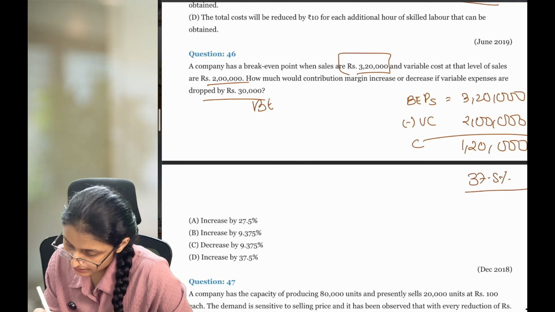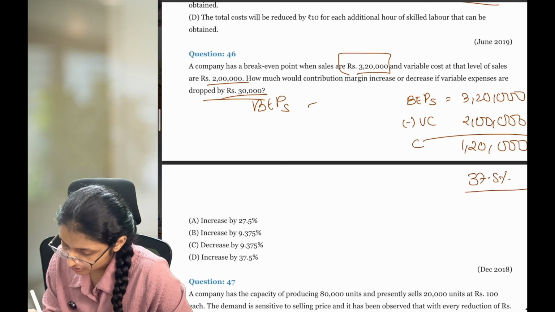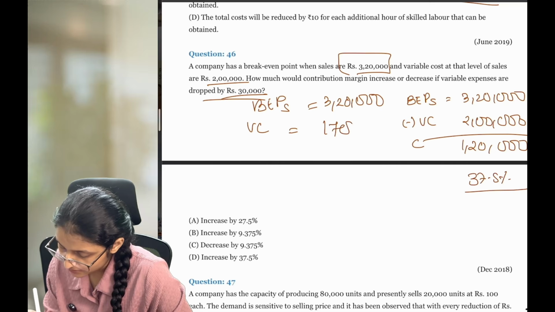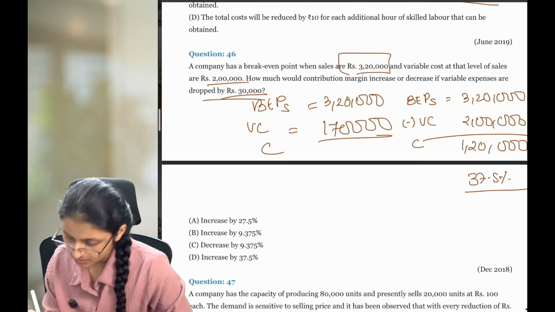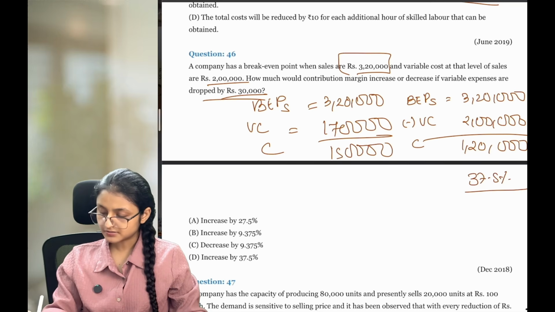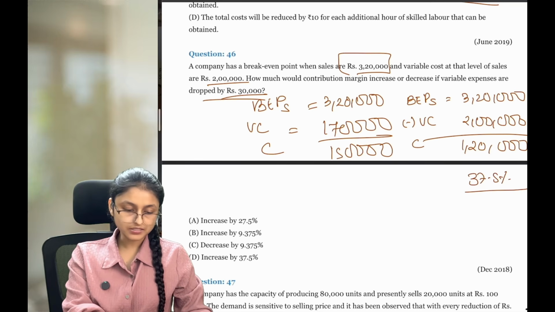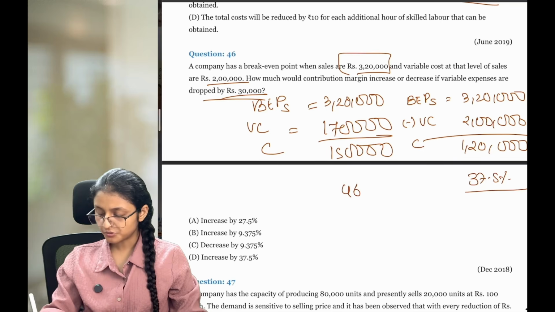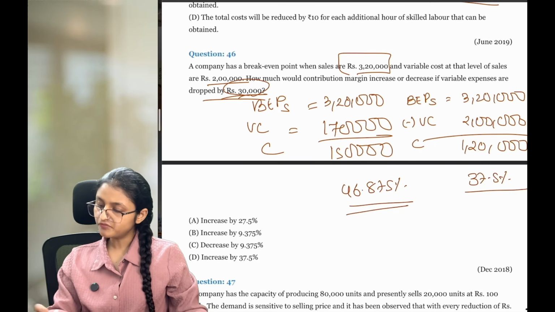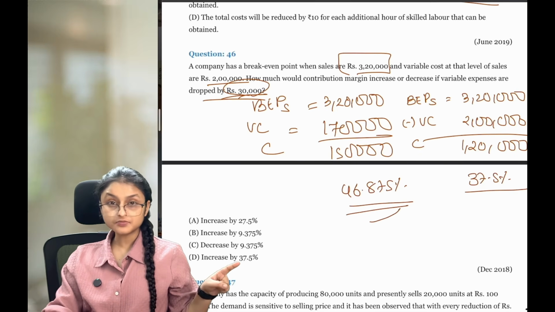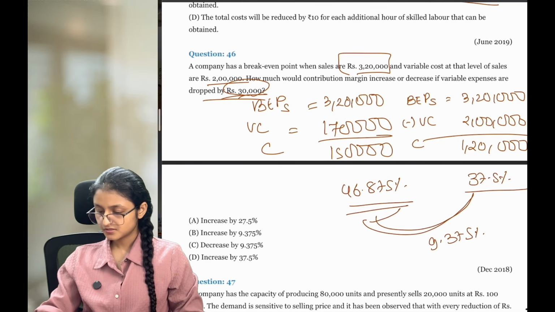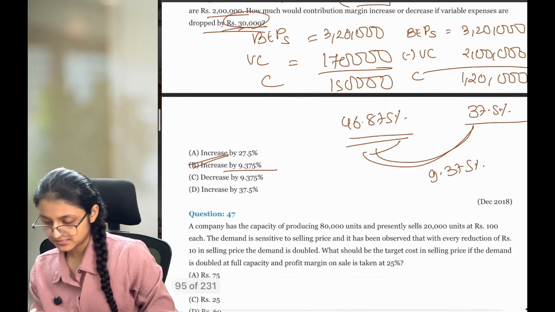But what happened is my variable cost dropped by 30,000. So my sales is as it is, 3,20,000, but only my variable cost has dropped by 30,000. So my contribution will be 320 minus 170, which gives 1,50,000 as the contribution. Divided by 3,20,000 into 100 will give you 46.875% as the contribution margin ratio. So due to the drop of variable cost by 30,000, there is an increase in contribution margin by 9.375%.